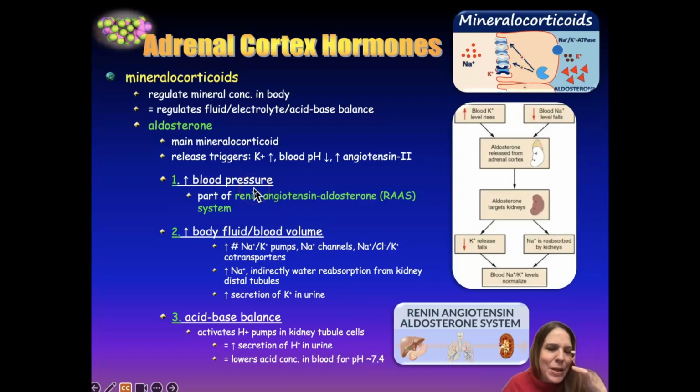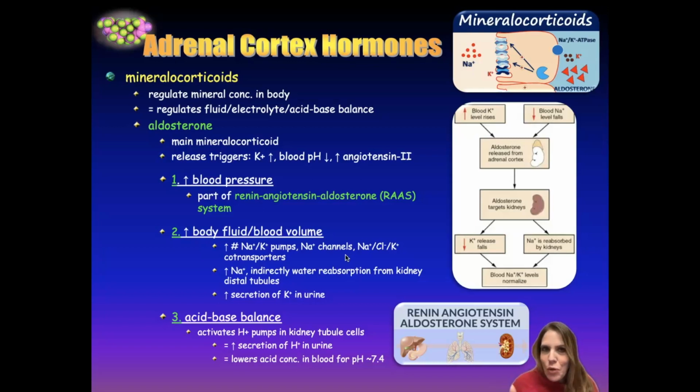And why does this happen? How does it increase the fluid, the blood volume in the body? Well, we're talking about aldosterone here. Aldosterone is going to increase the number of sodium potassium pumps and sodium channels and sodium chloride potassium co-transporters that exist. And so the more of these proteins that you have embedded in the plasma membrane, the more these minerals can flow into the body tissues. So more sodium coming in there, more chloride coming in there.